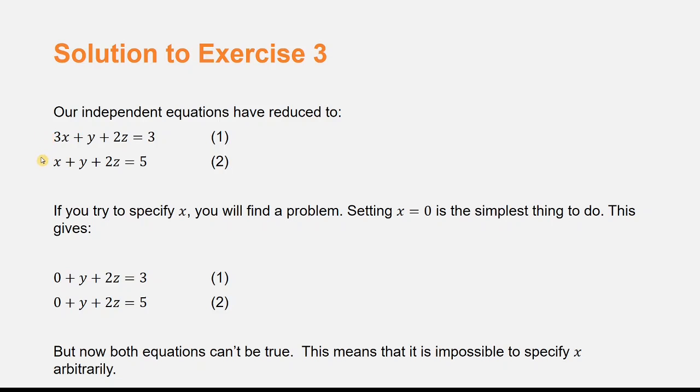Let's first try to specify x. You can see that we will get into trouble because the terms involving y and z are the same in both equations, while the right-hand sides are different. If you arbitrarily specify x, then we'll get two equations that are y plus 2z equal to different right-hand sides. So for example, set x equal to 0. Now you get the two equations at the bottom, and they both cannot be true. There is no solution, so we cannot specify x.